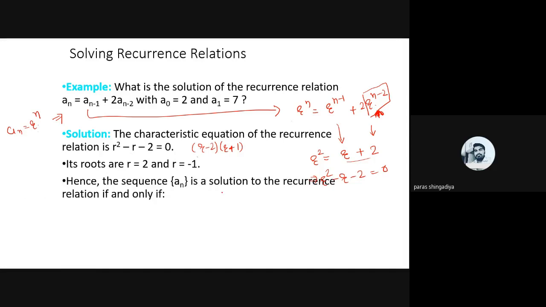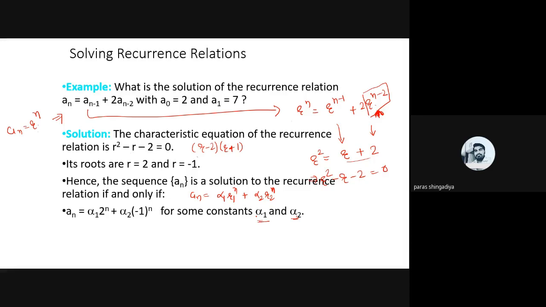And now we'll write the solution form, that is this one. an is equal to alpha 1 r1 raised to n plus alpha 2 r2 raised to n. Okay, this will be our solution. Put r1 and r2, so alpha 1 into 2 raised to n plus alpha 2 into minus 1 raised to n, for the constants alpha 1 and alpha 2. Now you have to find alpha 1 and alpha 2. So how can we find alpha 1 and alpha 2? So use now the initial conditions.